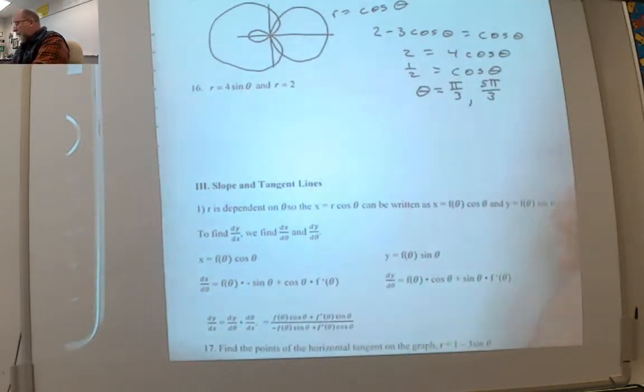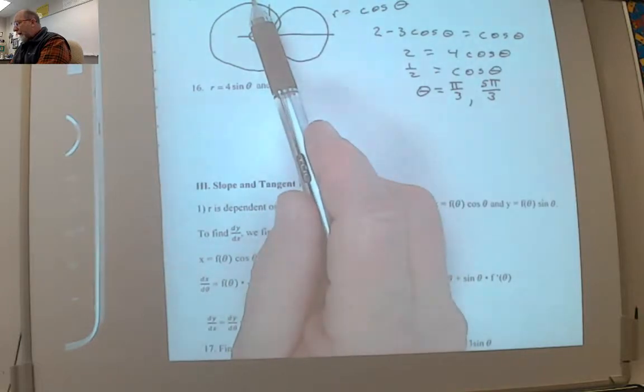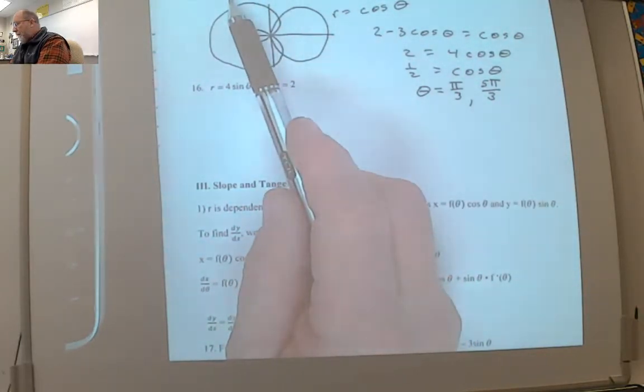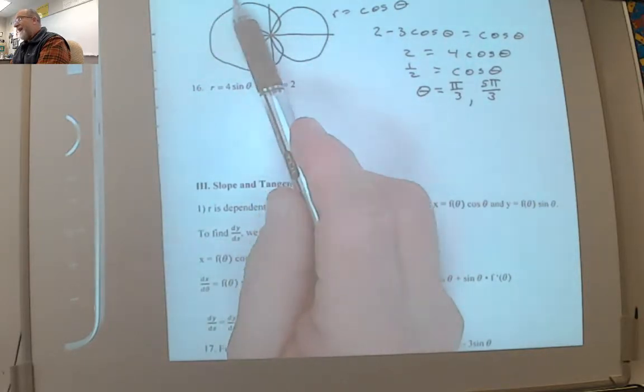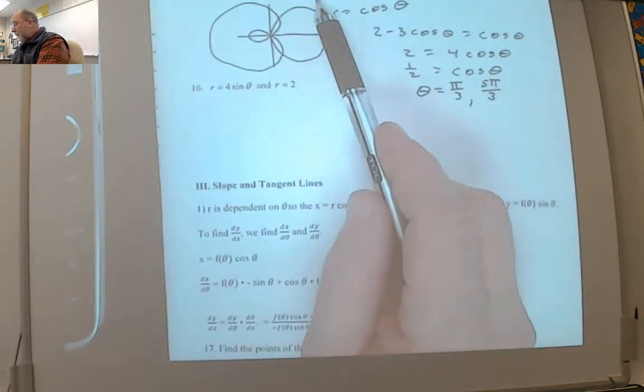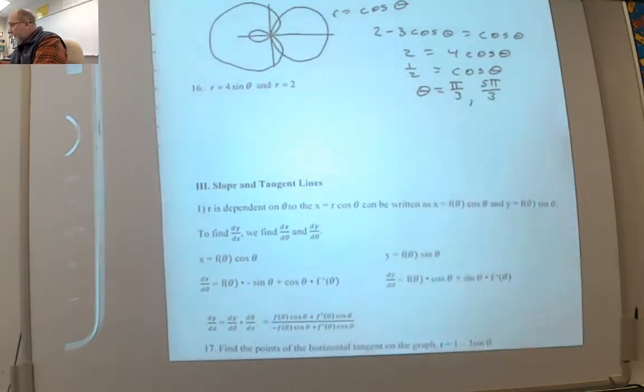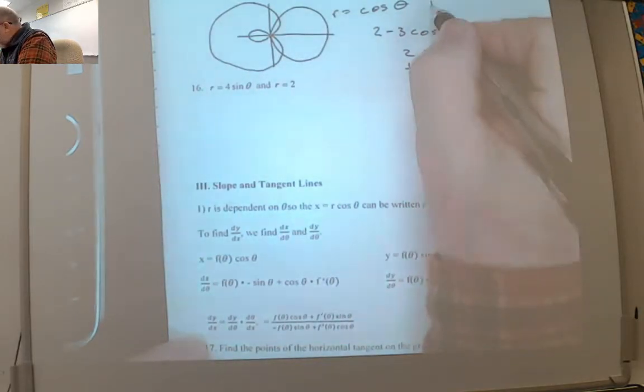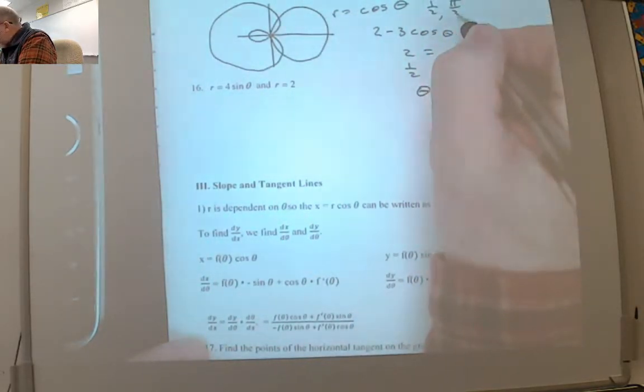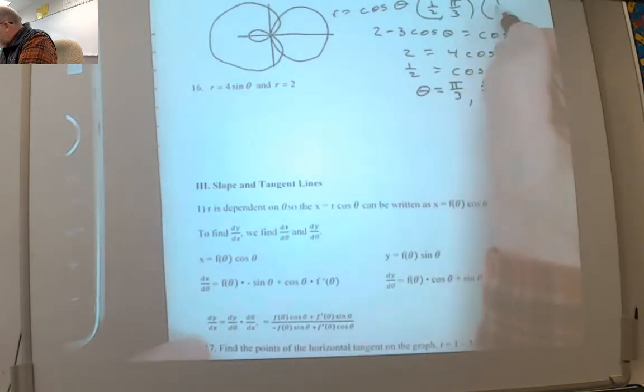Okay? So if I put pi over 3 in here, I get a half. And I have 2 minus 3 halves. Isn't that a half? And over here, whether I put pi over 3 or 5 pi over 3, I'm going to get a half also. So my 2 points are a half comma pi over 3 and a half comma 5 pi over 3.